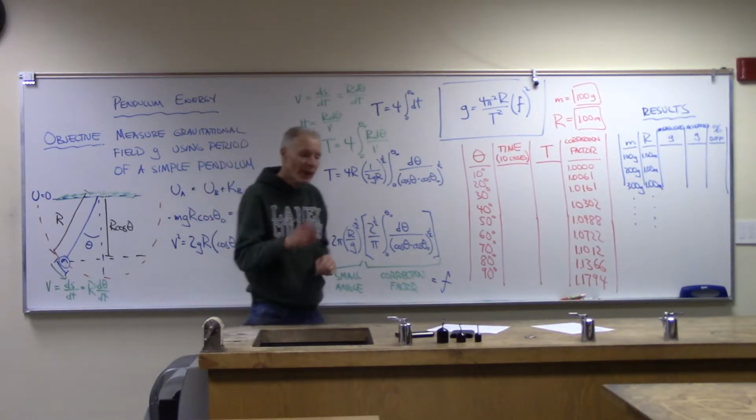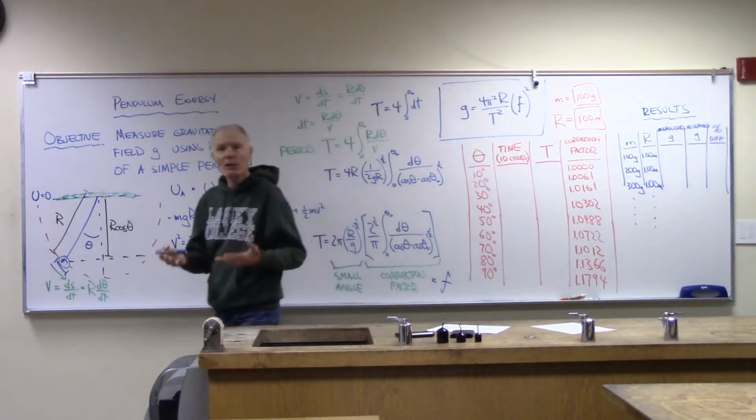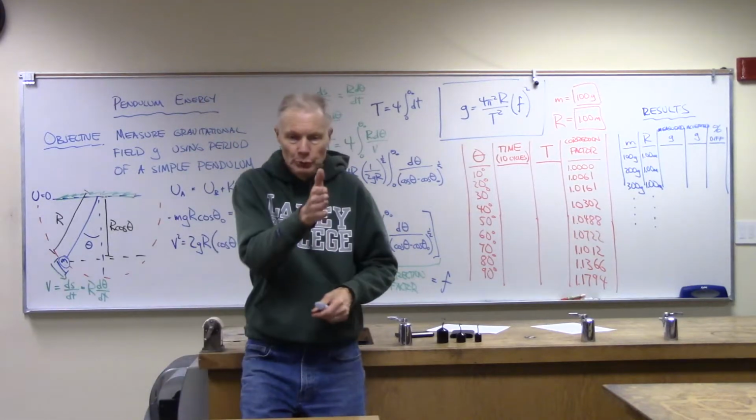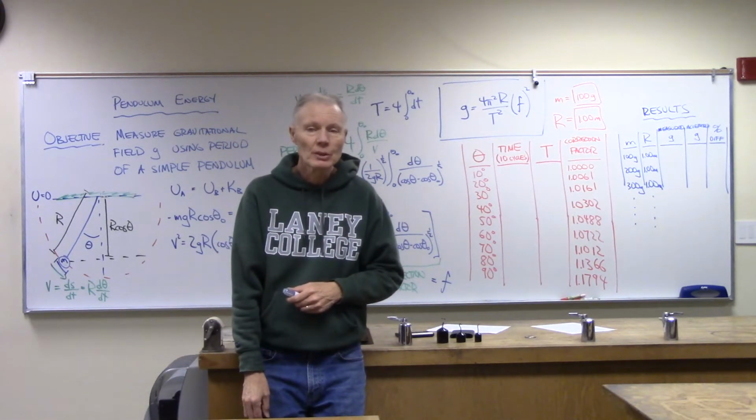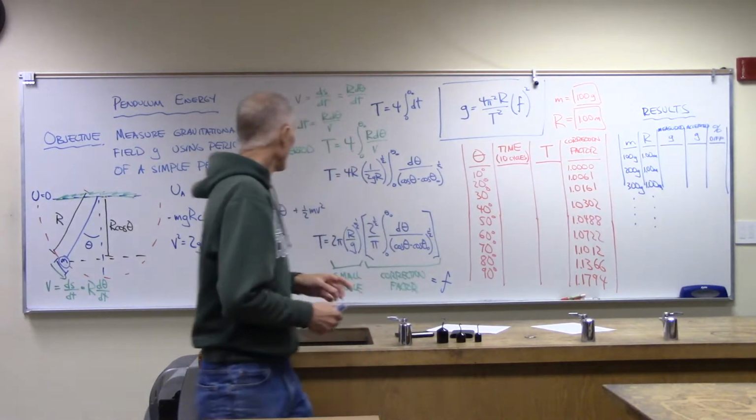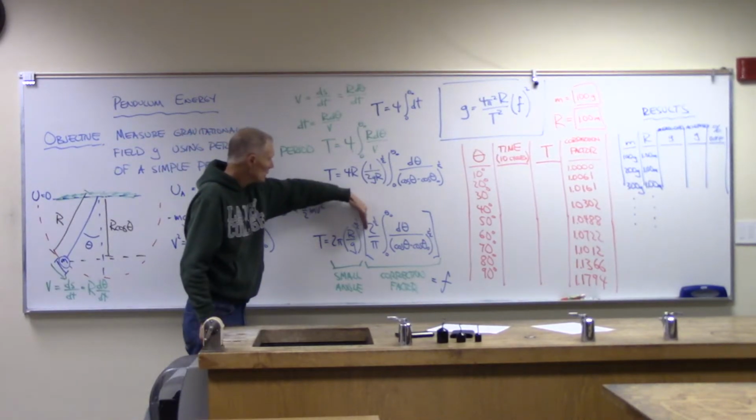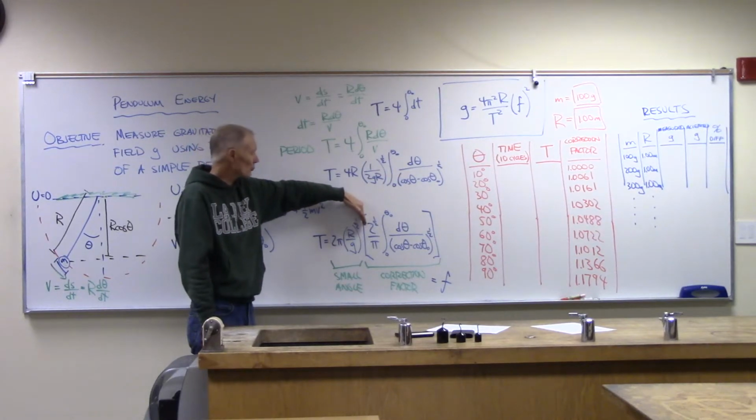It turns out that when we have a pendulum swinging back and forth, if the angle is small, if the amplitude of the oscillations is only like 5 or 10 degrees, then the formula simplifies down to this expression: 2 pi times the square root of r over g. And this is something we'll come back and derive in chapter 14.